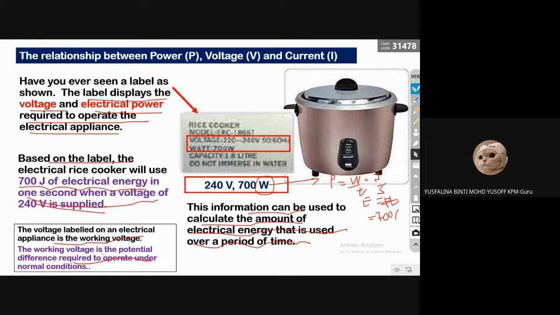If you use a low voltage, then you need more time to cook the rice. But let's say it's more than 240, you go somewhere where the voltage supply is like 250, it means you cannot use this rice cooker. So that's why they put a label here. Roughly, mostly we use 220 and 240.